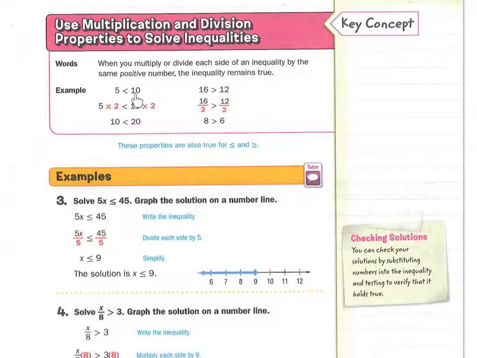So here, 5 is less than 10. If we times both sides by 2, we would get 5 times 2 is 10, 10 times 2 is 20. 10 is less than 20. 16 is greater than 12. That's a true statement. If we divide both sides by 2, 16 divided by 2 is 8. 12 divided by 2 is 6. 8 is greater than 6. The properties are also true for less than or equal to and greater than or equal to.